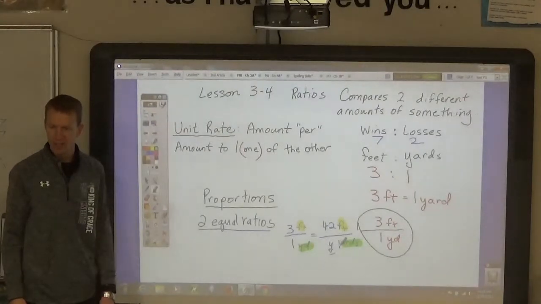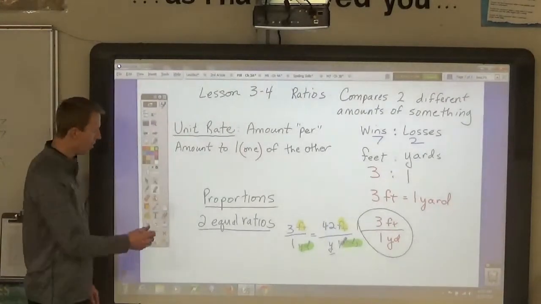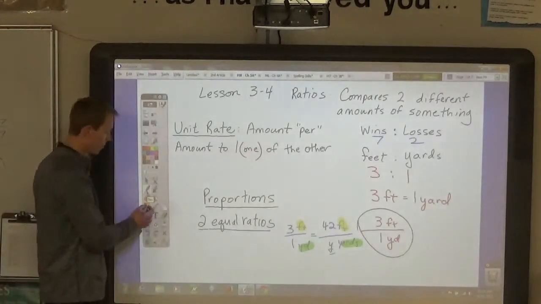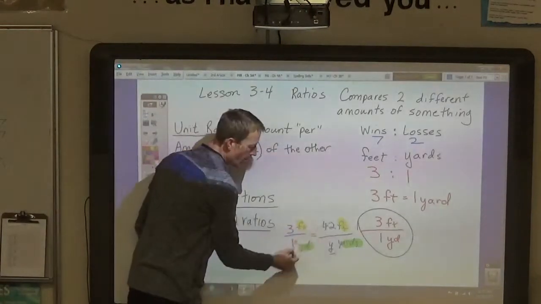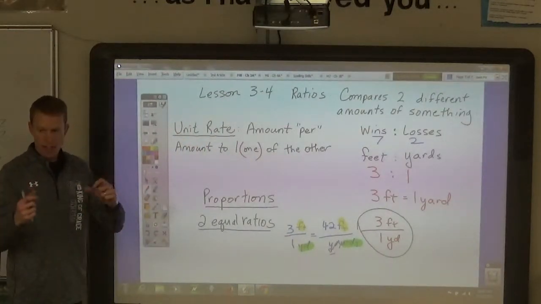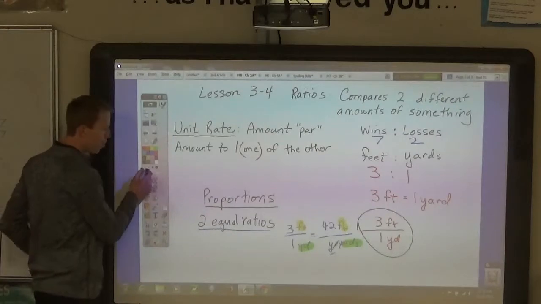Okay? And then you can solve it. Here's how you solve this proportion. You multiply the numbers that are diagonally across from each other, and it gives you an equation. Watch this.